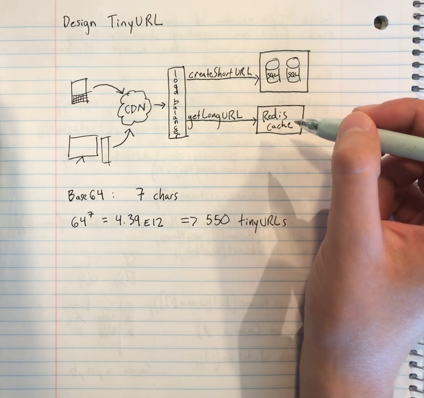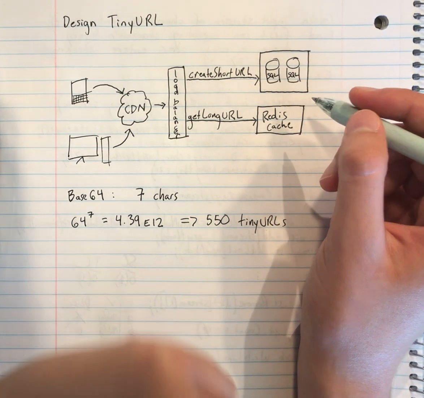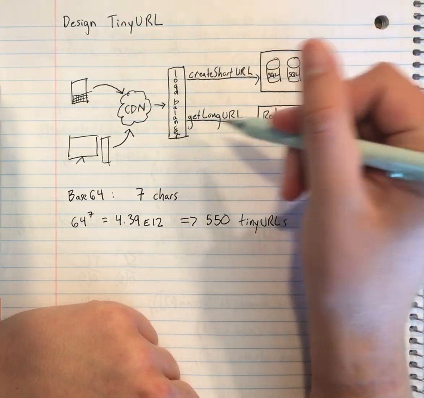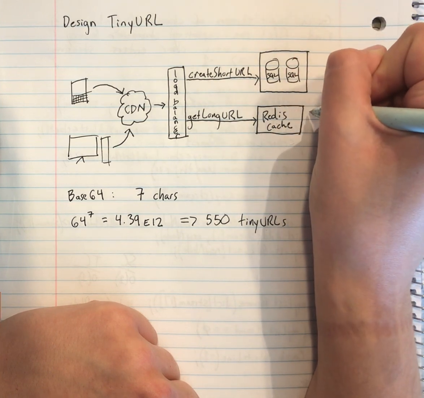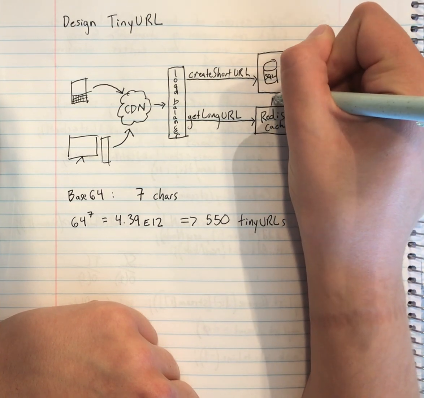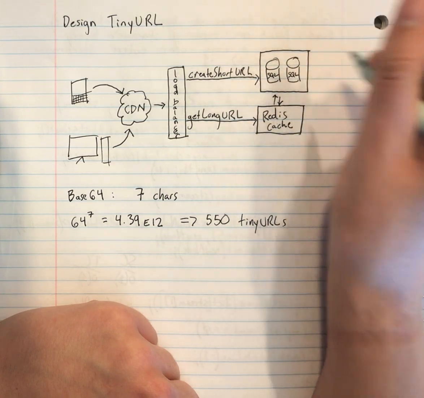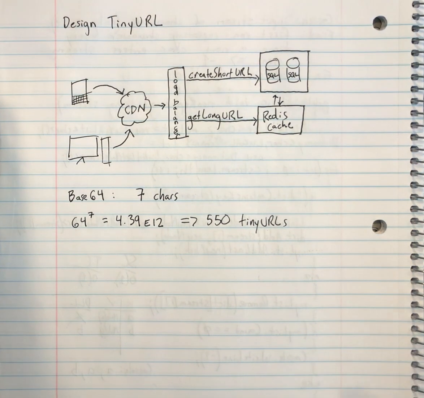I check: in my cache, do I have that long key, short key mapping? If I do, then great. It doesn't need to go anywhere. If I don't have it, I can just get that information from my database. And that is my tinyURL design.